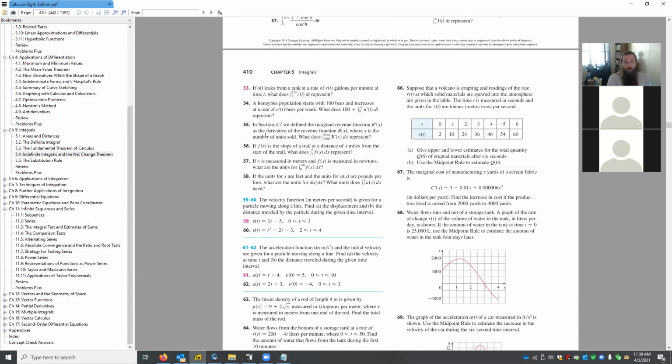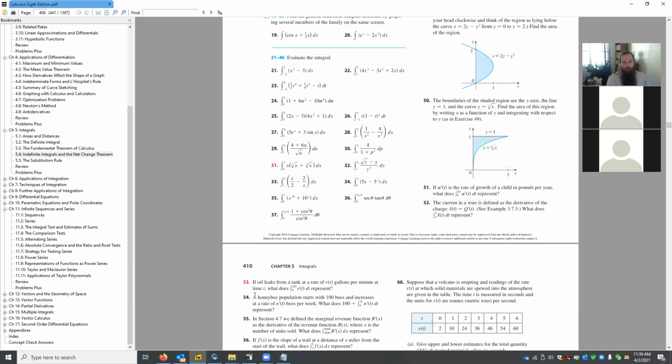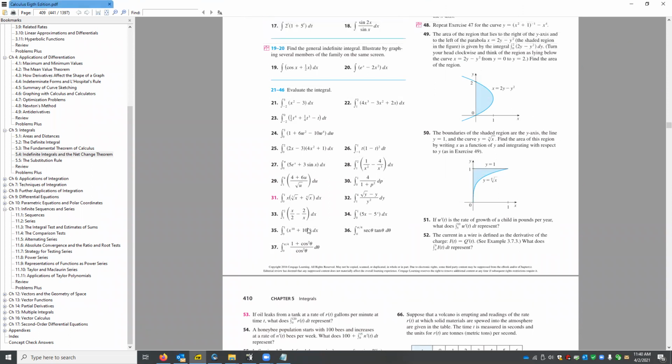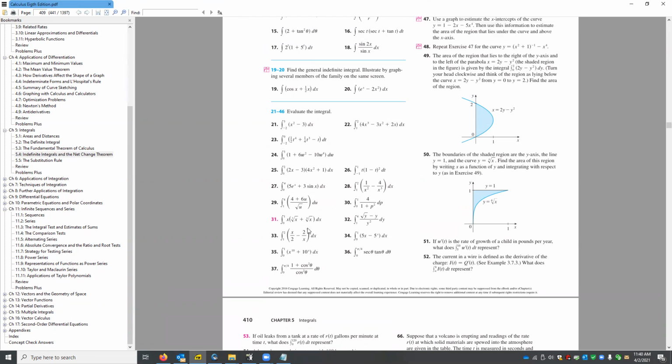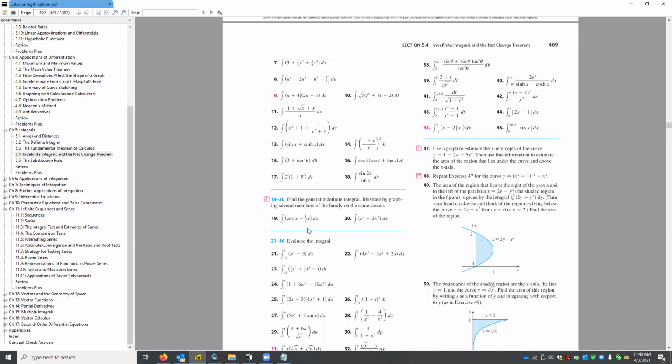Okay. Are there any problems here that look intimidating to you guys? Any problems that you would like to take a look at? Any of these integrals that look scary, anything like that? These are kind of fun, where you're dealing with an absolute value function again.